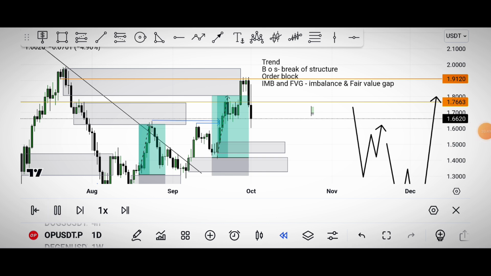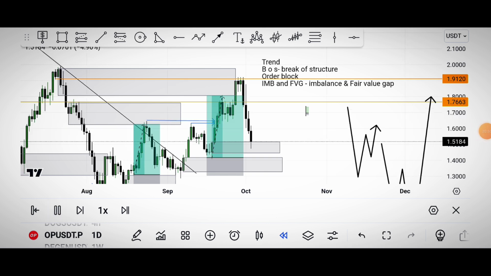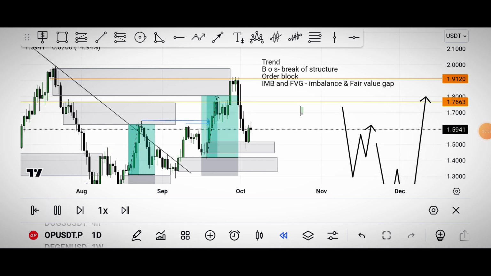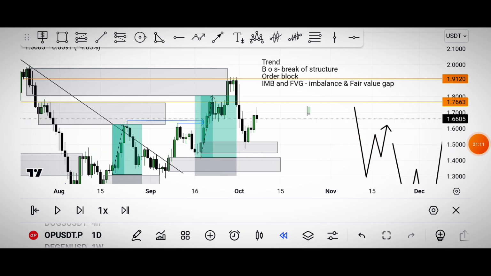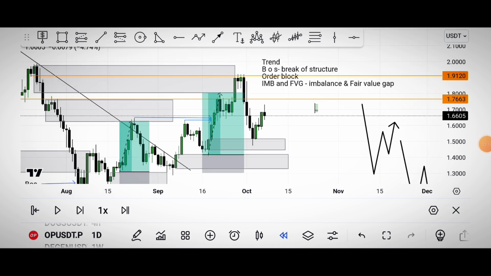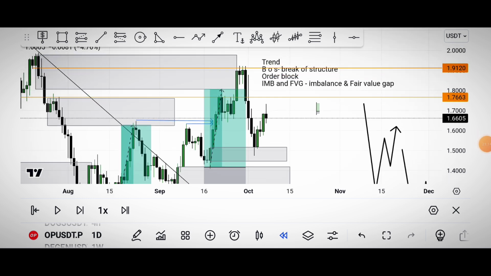Let's see what happens. The zone which it taps into before it moves up again. Now you can see what happens. You can see that price actually tapped into this order block and moves up. Now you can see by yourself that this is the simple concept of order blocks, and it is very, very, very effective. Now let me take you over to the next concept of FVG or IMB.